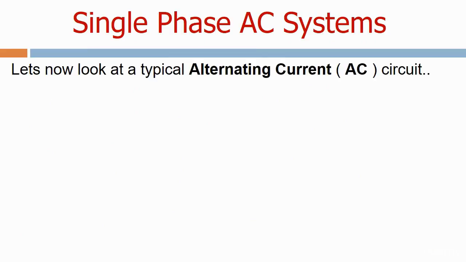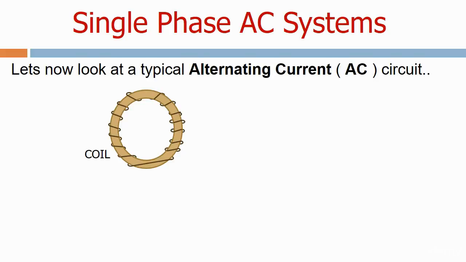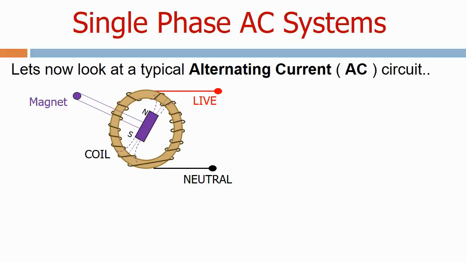Let's now look at a typical alternating current, or AC, circuit. This time we will be using an AC generator. An AC generator starts with a coil. Let's connect 2 terminals to the coil. I'll label one live and the other one neutral. Let's send a magnet inside the coil.